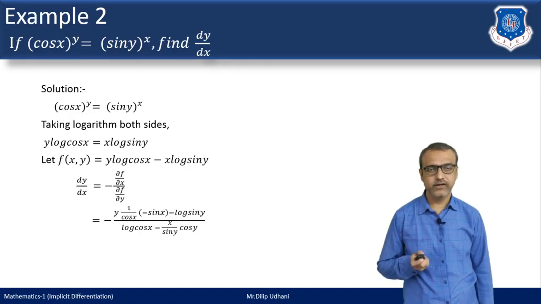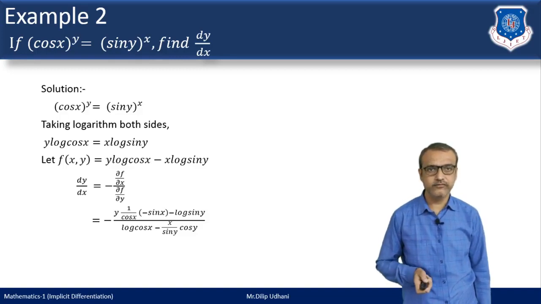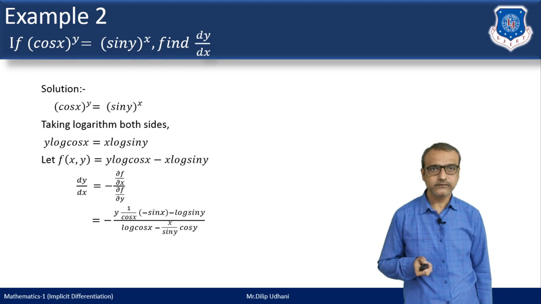And divided by, we have to find out del f by del y. So partial derivative of function of xy with respect to y. So we have to keep x constant. So logarithm of cos x will be constant, and derivative of y with respect to y, answer is 1. Then after, minus, and we have to differentiate partially x log sin y with respect to y.